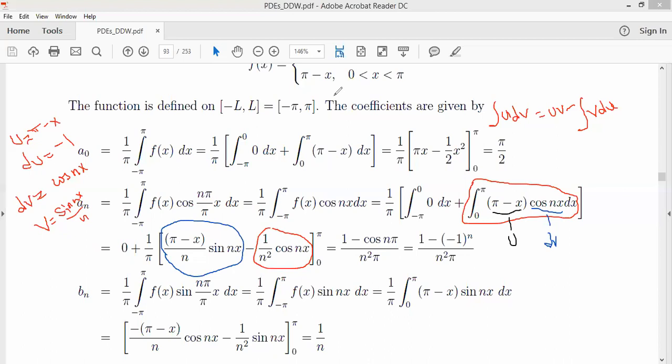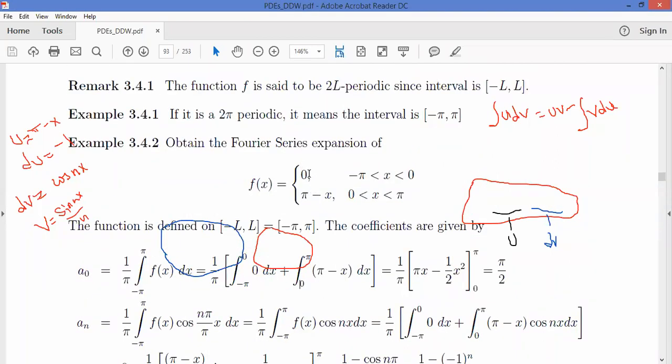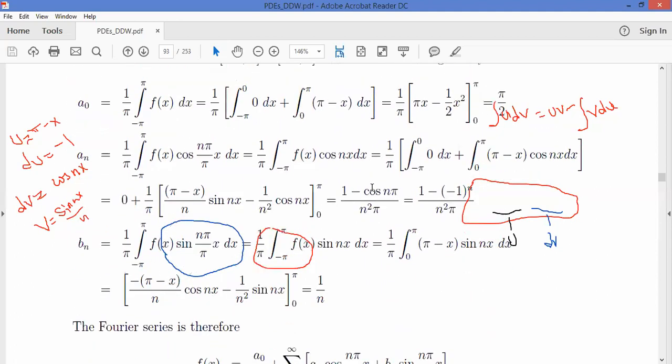Someone is asking, why am I getting 0 for the integral from minus pi to 0? Look at the function, please. From negative pi to 0, it is already 0. Some of you have just joined the session. We are getting 0 because of that 0 there. Let me first finish up with what I am doing here.